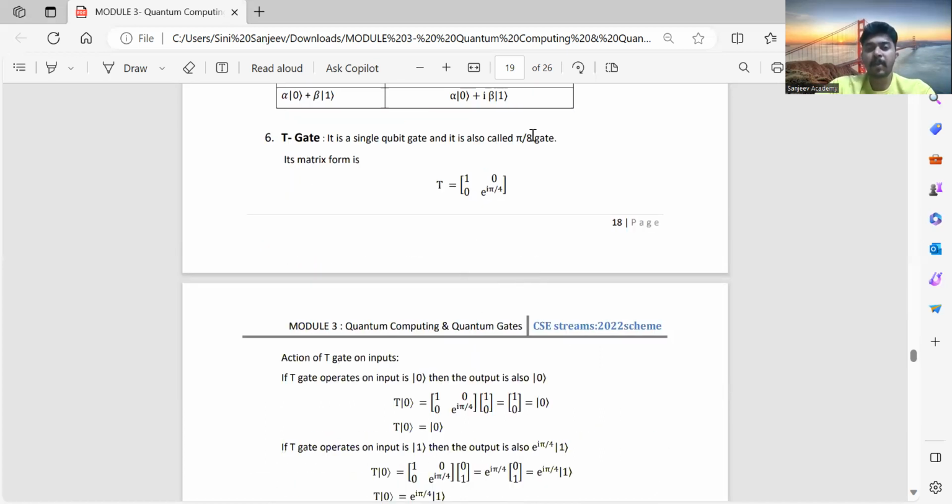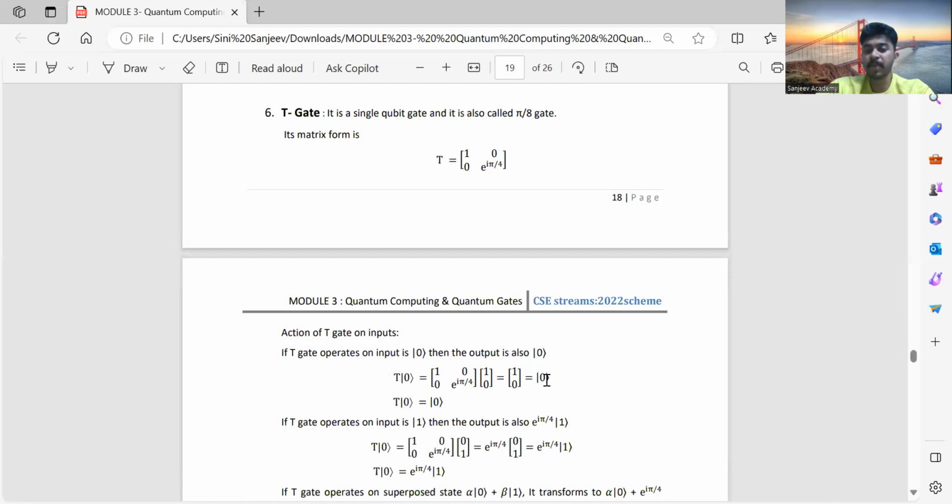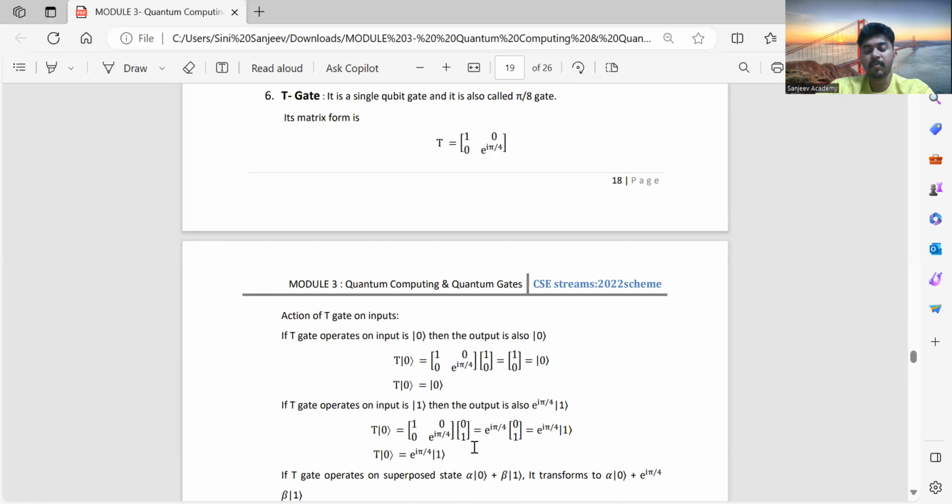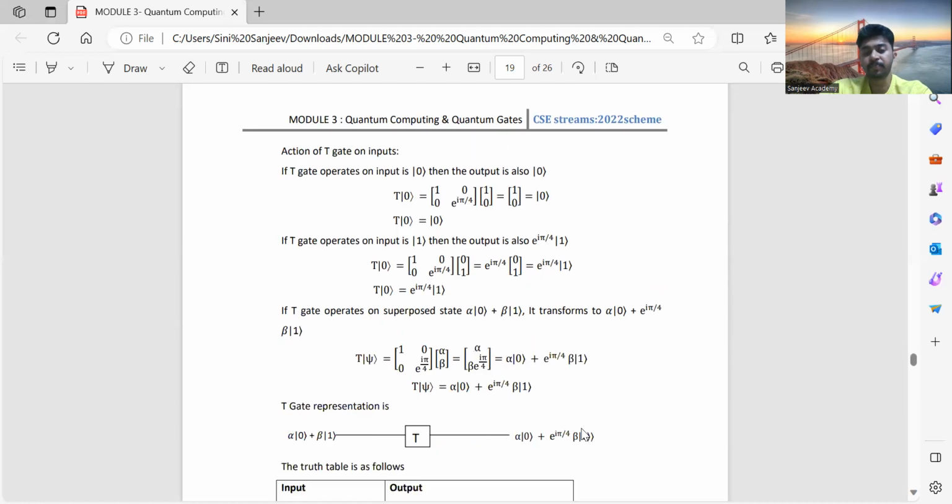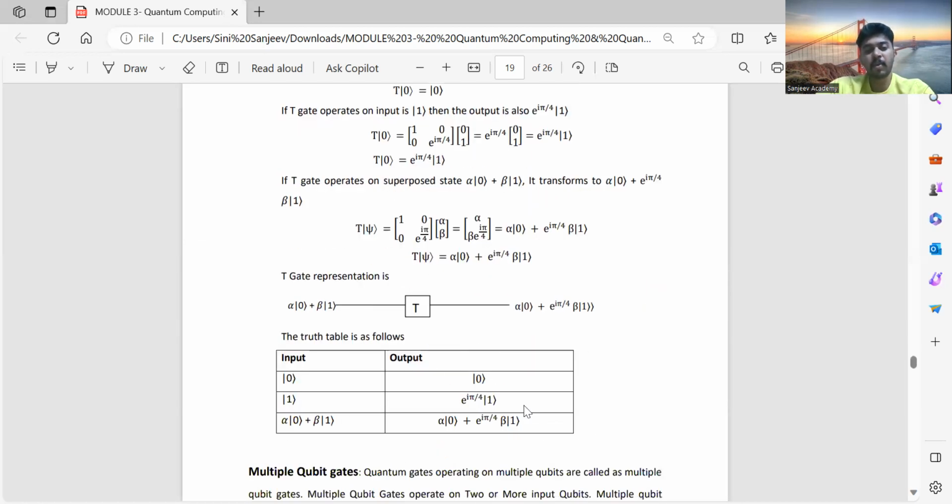T gate. The T gate is also called the pi by 8 gate. So instead of 1 0 0 1, I'll be getting e power i pi by 4. First, T of 0: multiply by 1 comma 0, and I'm getting 0 as the answer. Next, 0 comma 1, which should be T of 1. Here it is written T of 0, but make sure that it is T of 1 here. So I'll be getting e power i pi by 4 into 1. That's all. So remember the output; the truth table we have to remember for all the gates.